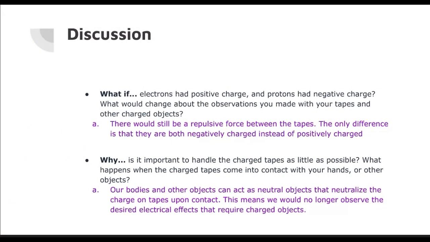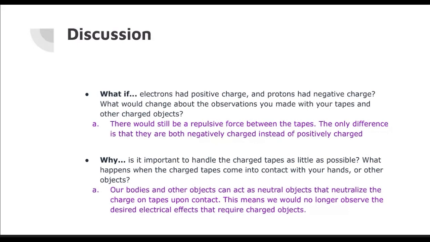So what if the electrons had positive charge and protons had negative charge? What would change about the observations you made with tapes and other charged objects? There would still be a repulsive force between the tapes. The only difference is that they're both negatively charged instead of positive. And then when it comes to determining the charge of the tape, the only real difference is that since we used a pencil to rub off electrons, instead of the tape attracting the pencil, the pencil and the tape would be repelling each other. Because like I mentioned earlier, like charges repel.